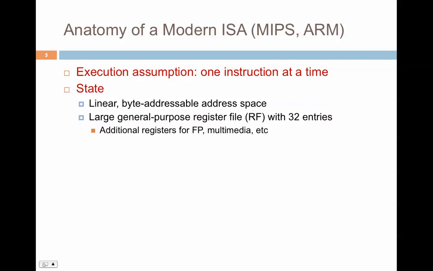Now we need a large general purpose register file. We have at least 32 entries in it. Most of the register files today, if you look at modern processors, can range anywhere between 80 to 128. And you would have separate register files for integer, for FP, which is floating point, for multimedia, for graphic processors, or vector processors and so on. You want to separate the register files so that that type of data will access the same set of registers.